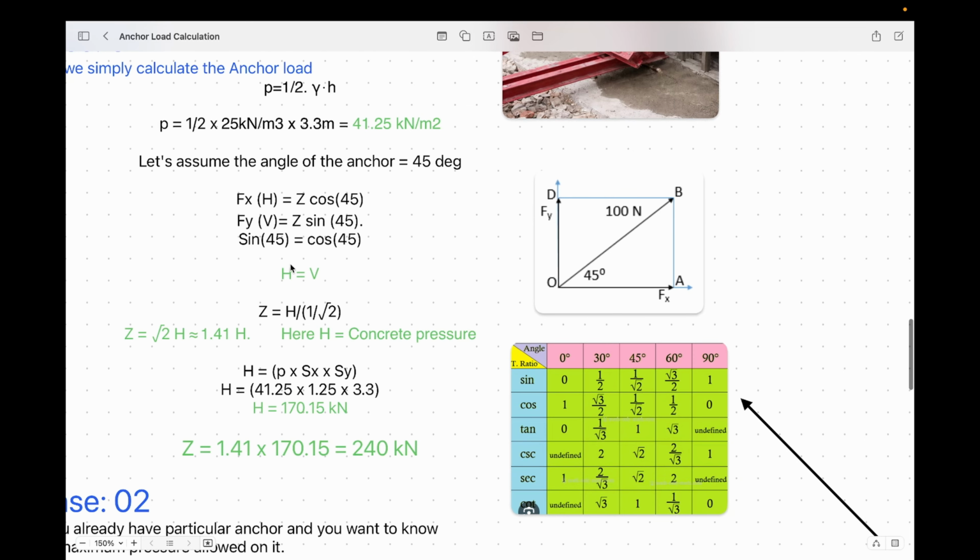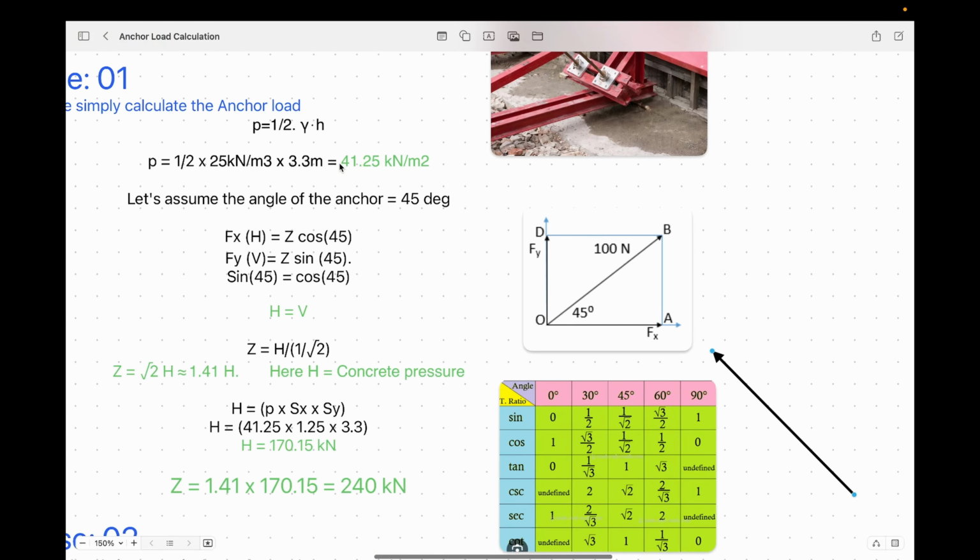Now we'll calculate the Z from this formula. Z is equal to H by cos 45. Cos 45 is 1 by root 2. Then we get the Z value as root 2 times H, which is equal to 1.41 H. Basic maths. Now, the next step is to calculate the H value. The H is nothing but concrete pressure P into Sx into Sy.